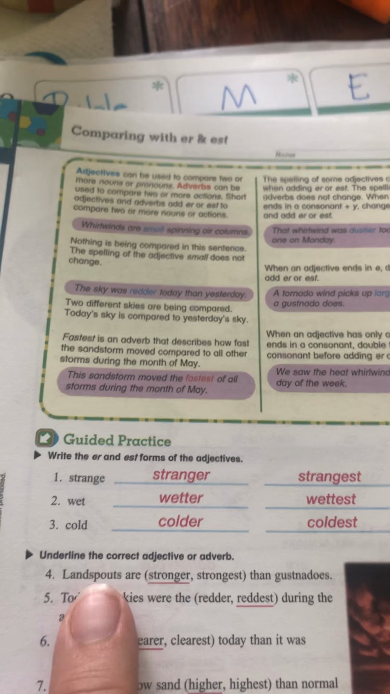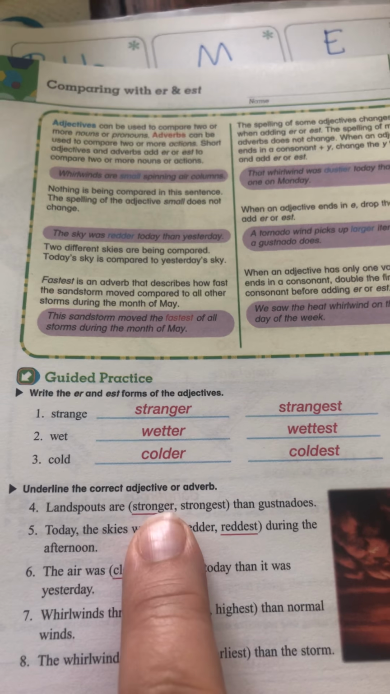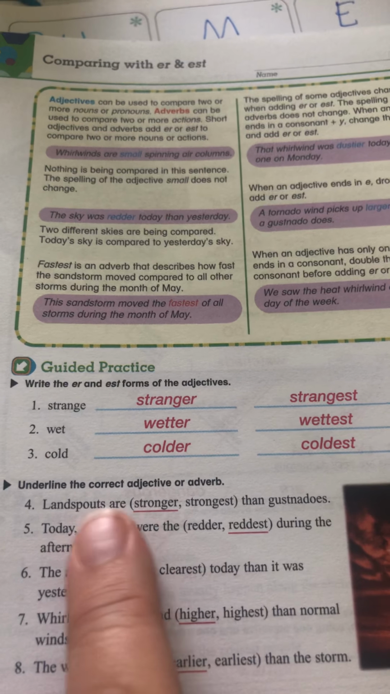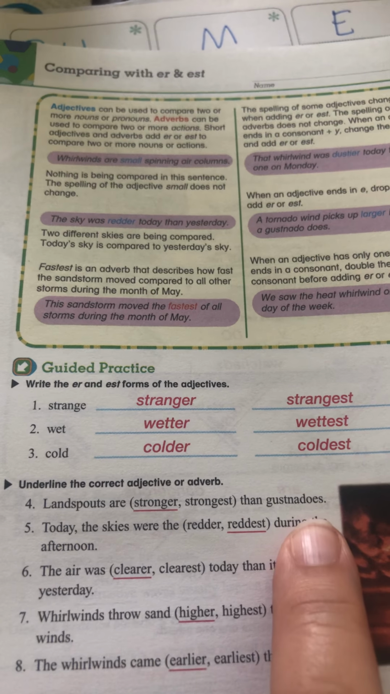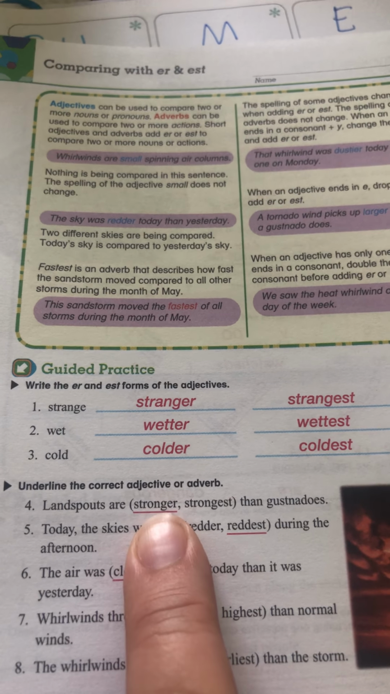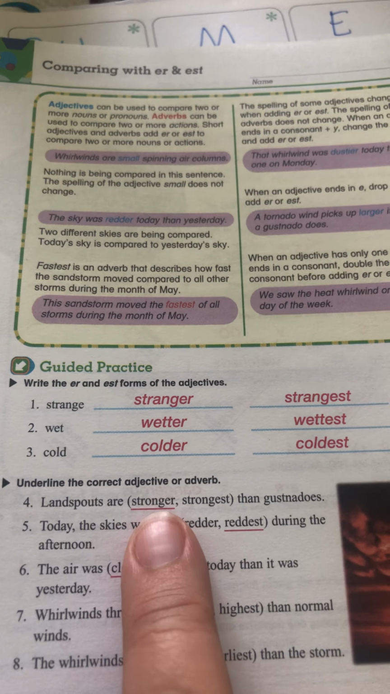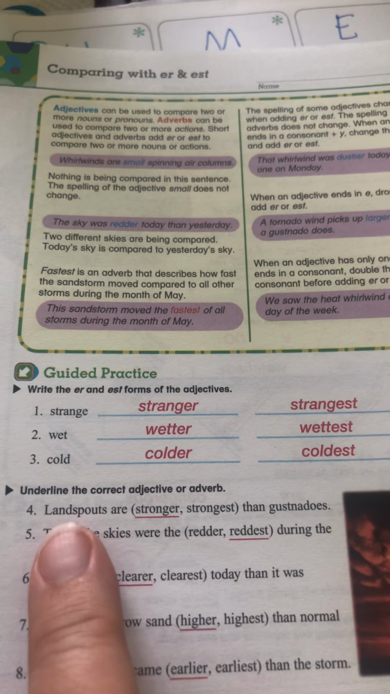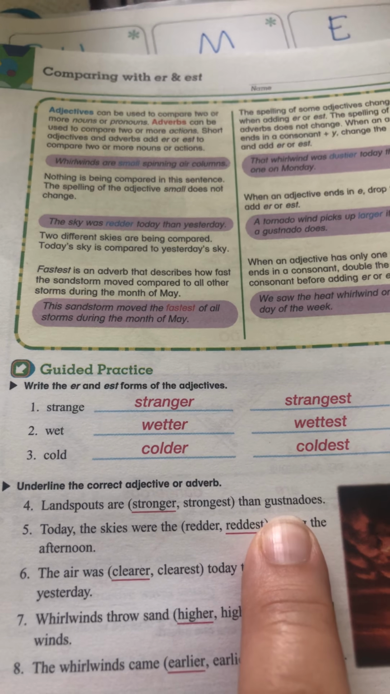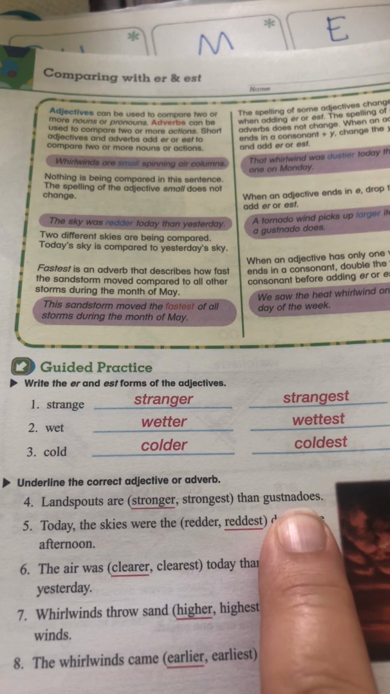In this example, it says land spouts are, and it gives you two choices, stronger or strongest than gustnadoes. Well, I'm comparing land spouts and gustnadoes, so that's two things, so I use the word stronger. And as I've told my class before, a lot of times the word that makes the most sense sounds correct. If I said land spouts are strongest than gustnadoes, that wouldn't sound right to us. Land spouts are stronger than gustnadoes.